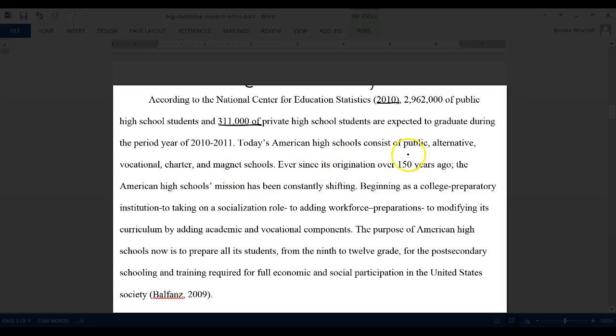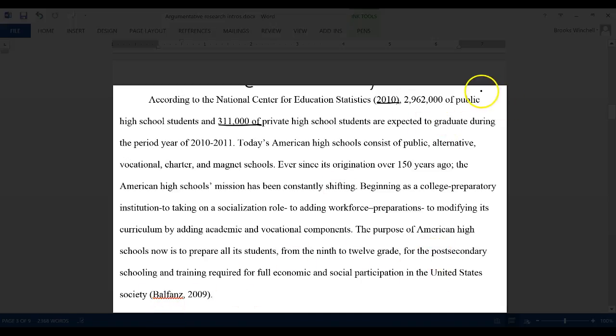Ever since its origination over 150 years ago, the American high school's mission has been constantly shifting, beginning as a college preparatory institution, to taking on a socialization role, to adding workforce preparations, to modifying its curriculum by adding academic and vocational components. The purpose of American high schools now is to prepare all of its students from 9th to 12th grade for post-secondary schooling and training required for full economic and social participation in the United States society.